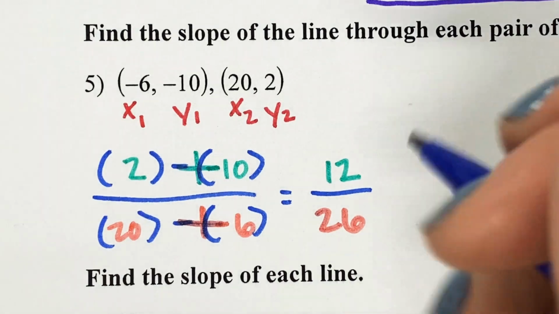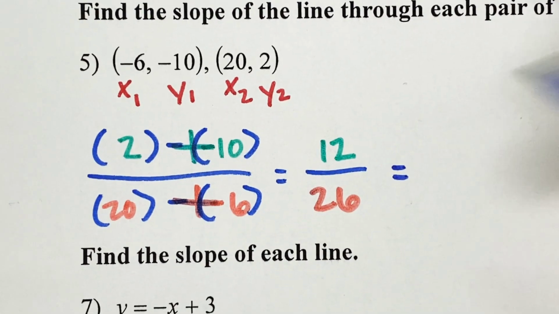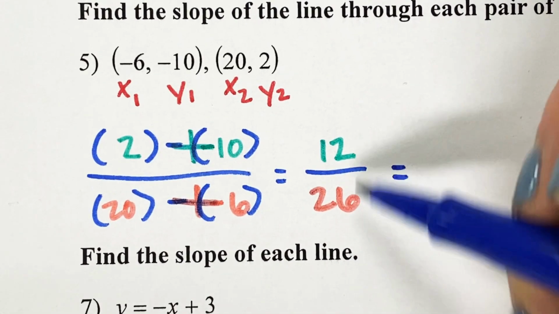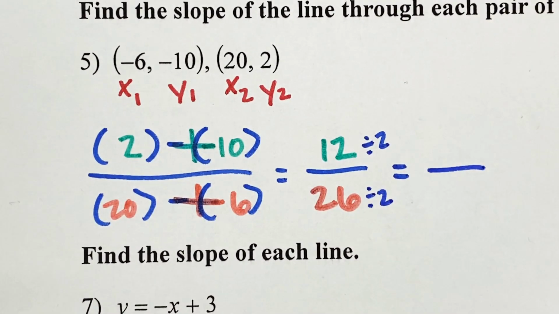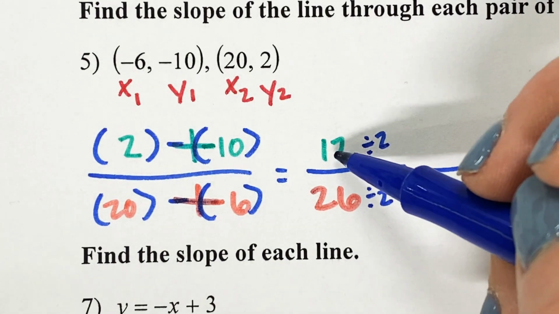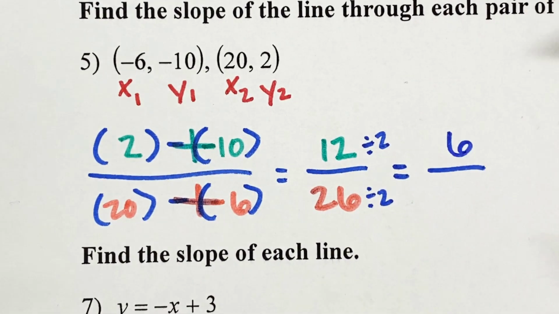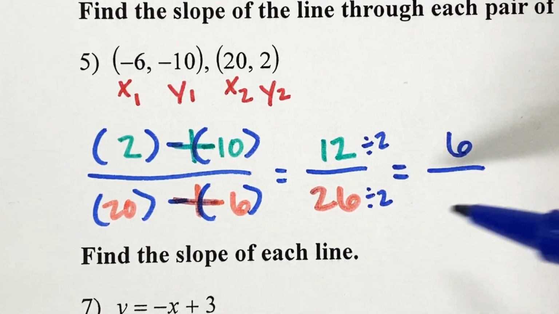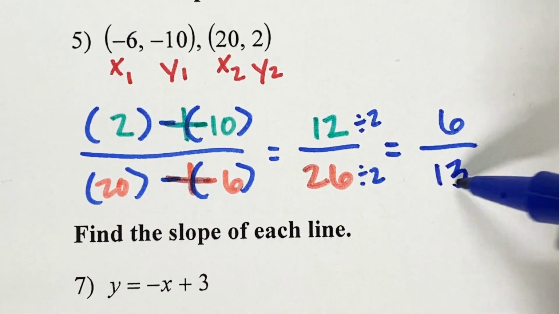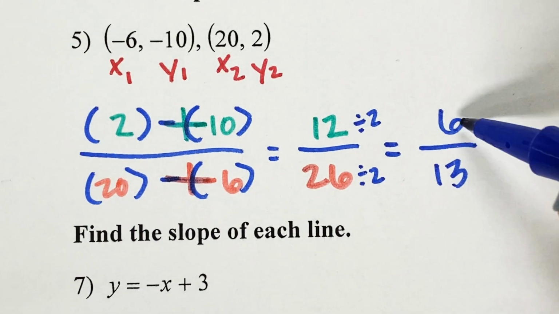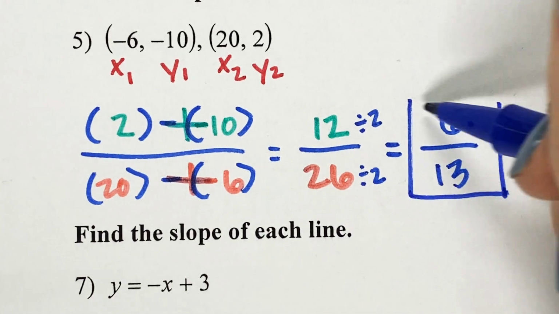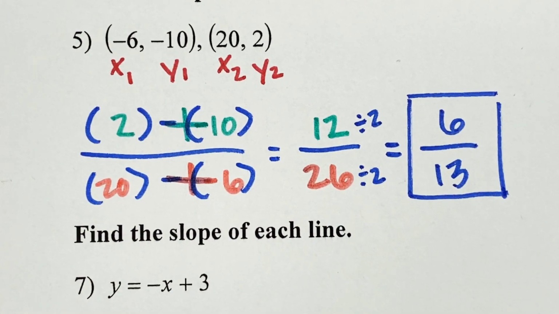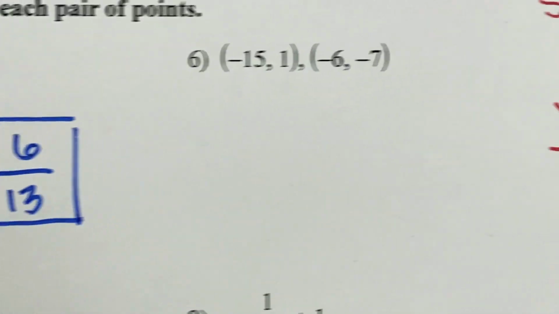Now we need to see if we can reduce. So look at 12 over 26. I see that both of these numbers are even, which means I can divide both of them by 2 to reduce it down. So 12 divided by 2 on top is going to give me 6. 26 divided by 2 on bottom is going to give me 13. Now there's no numbers that I can divide both 6 and 13 by, so this is our reduced slope. Awesome. Let's do the same thing for number 6.